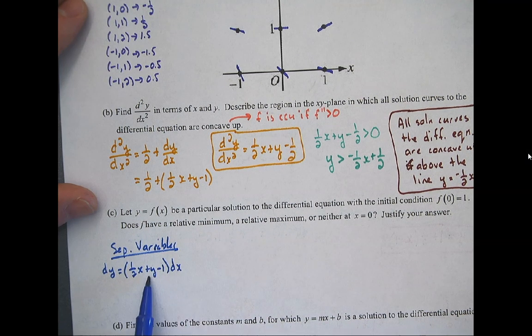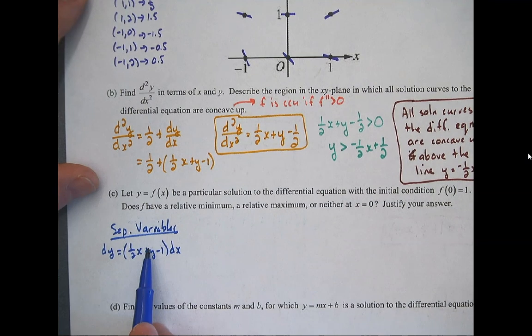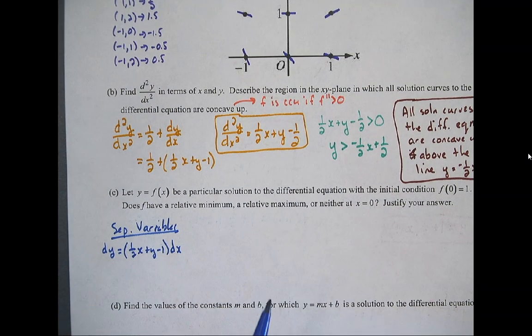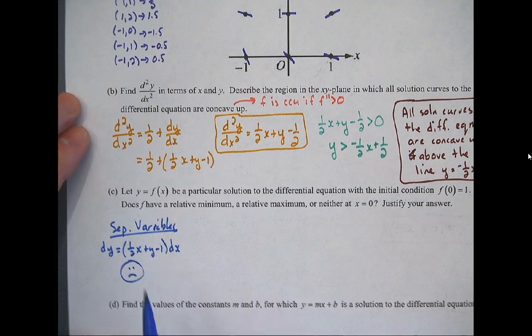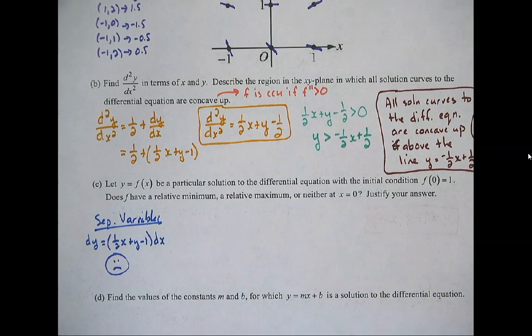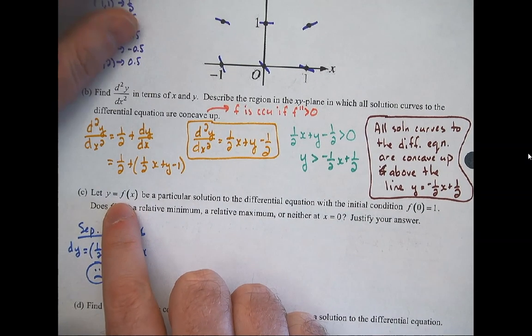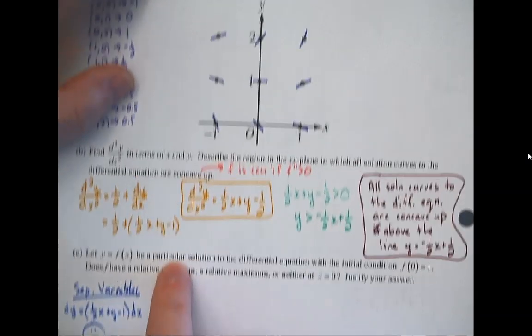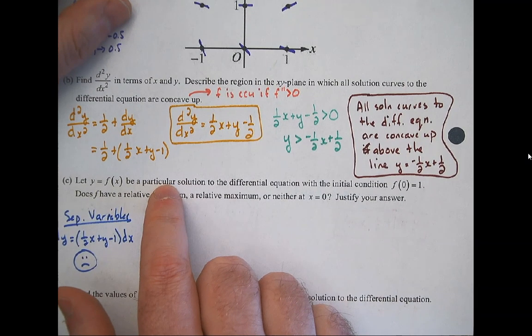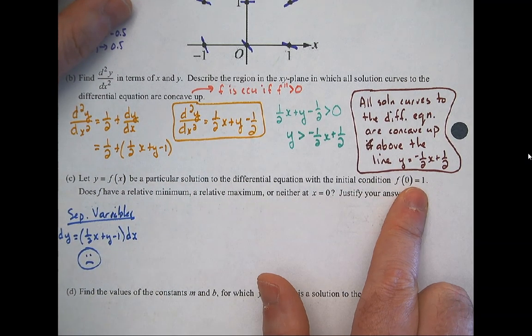Then I'd have to distribute this to get it into the y, and then I'd have to move it over, so I'd have a dx and a dy on the same side. So this is no good. We can't separate variables. So we have to come up with something else. So we want to figure out the particular solution. This function that we're talking about is one of the solutions in this slope field. Initial condition is f of 0 equals 1.